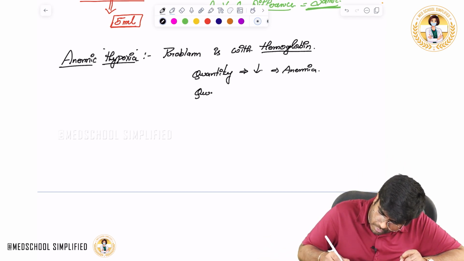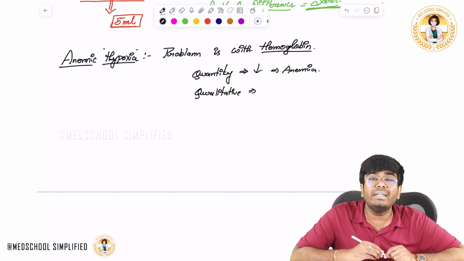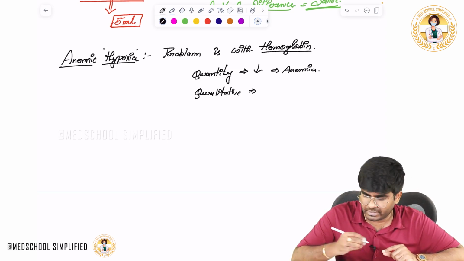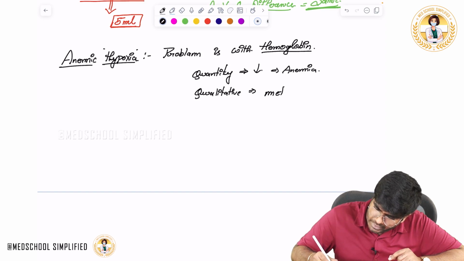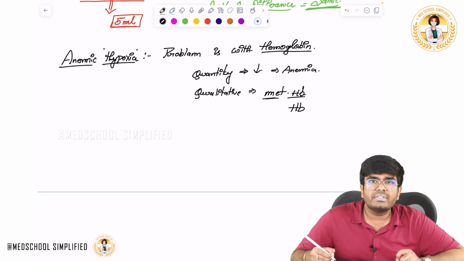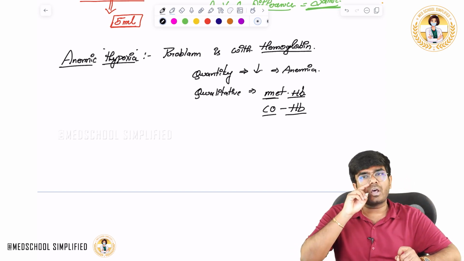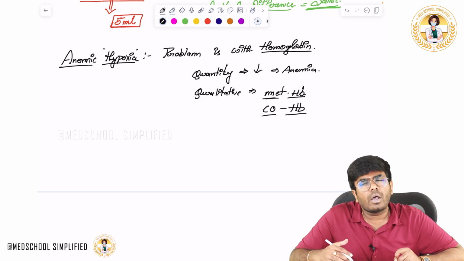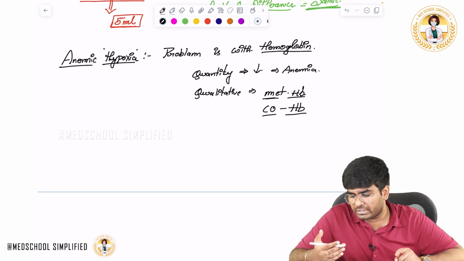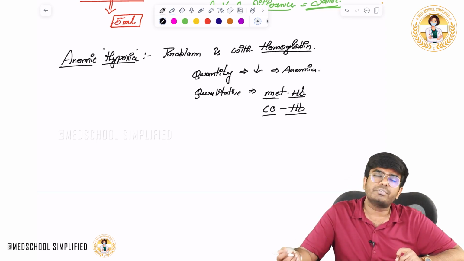Or you can have a qualitative problem. Qualitative problem means the quality of the hemoglobin is affected. Now it's a bad hemoglobin. For example, it becomes methemoglobin. Or this hemoglobin is binding with some other agent, that is carbon monoxide. Now it's not normal hemoglobin, it is carboxyhemoglobin. It's binding with carbon monoxide. So there is no place for oxygen to bind, so oxygen is not going to the tissues.